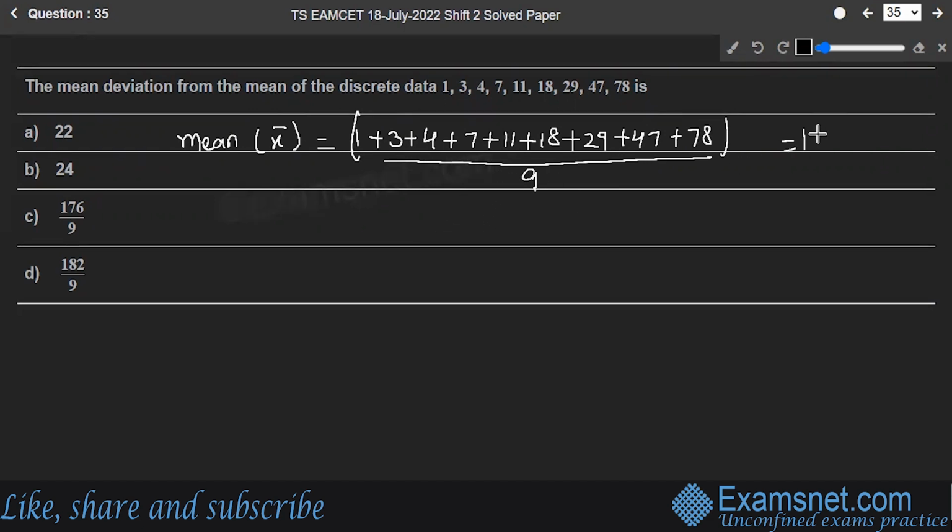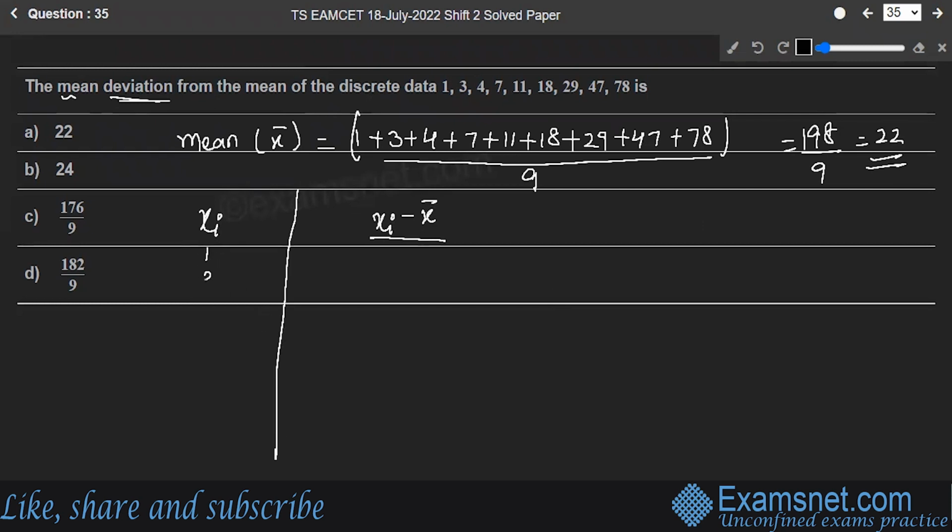Solving this will give you 198 by 9, that is equal to 22. So this is the value for the mean. Now you have to calculate the mean deviation. Let's go. This is the column xi, and this is xi minus x bar. First of all, for calculating the mean deviation, let's calculate the deviation, which is given by xi minus x bar.